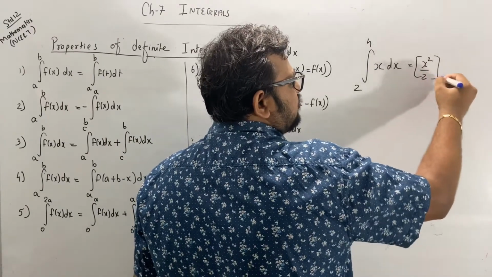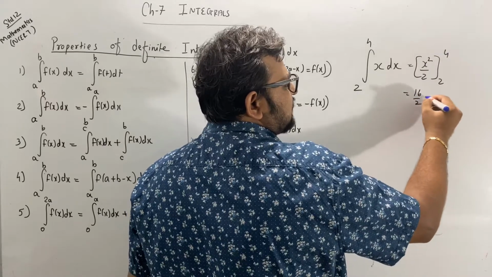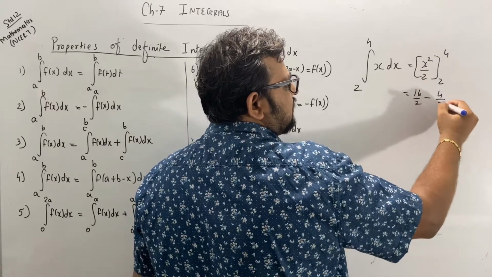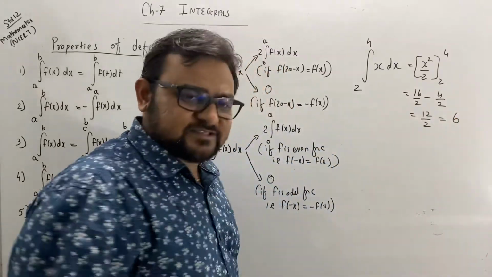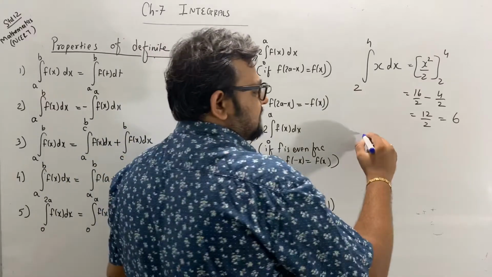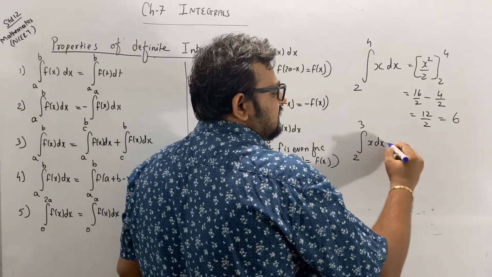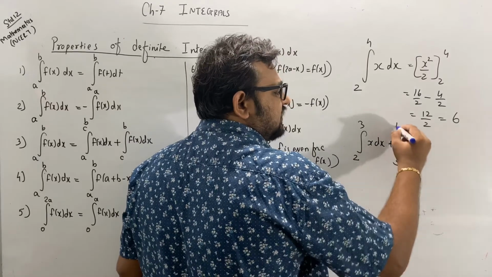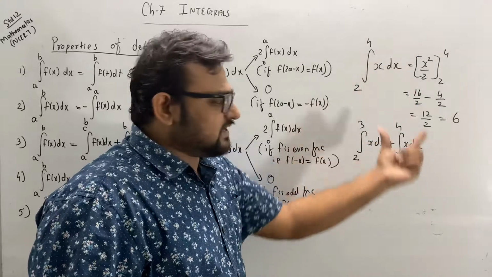So simple, x square by 2, 2 to 4, first I will put 4, 4 square, 16 by 2 minus 2 square, 4 by 2, it will be 12 by 2, it will be equal to 6. Okay, now I can split this this way, 2 to 3 x dx plus 3 to 4 x dx. See, this will be same, you get the same answer.